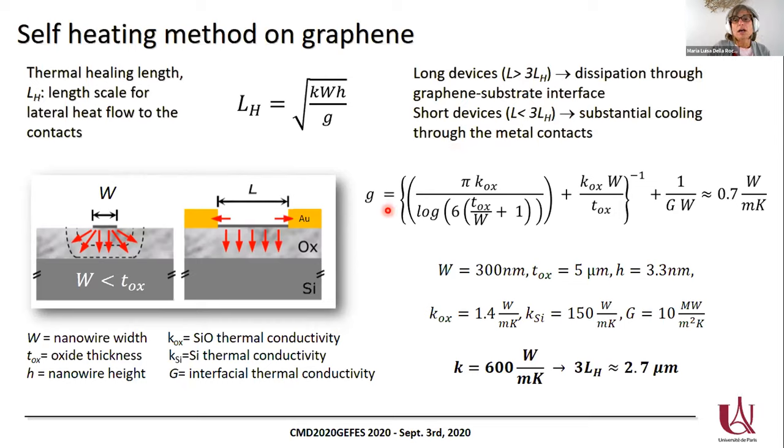Another important point is that we can reduce the thermal losses through the substrate by playing with the width of the nanowire with respect to the thickness of the oxide layer on which the nanowire is supported. This is an empirical formula which is generally used to give an estimation of thermal losses. By inserting the values of parameters that we have chosen for our fabrication procedure, where 300 nanometers is the width of the nanowire and 5 microns is the thickness of the oxide layer, and parameters extracted from the literature, we find a value for three times the heating length of 2.7. This is the limit for the definition in this case of long and short device.